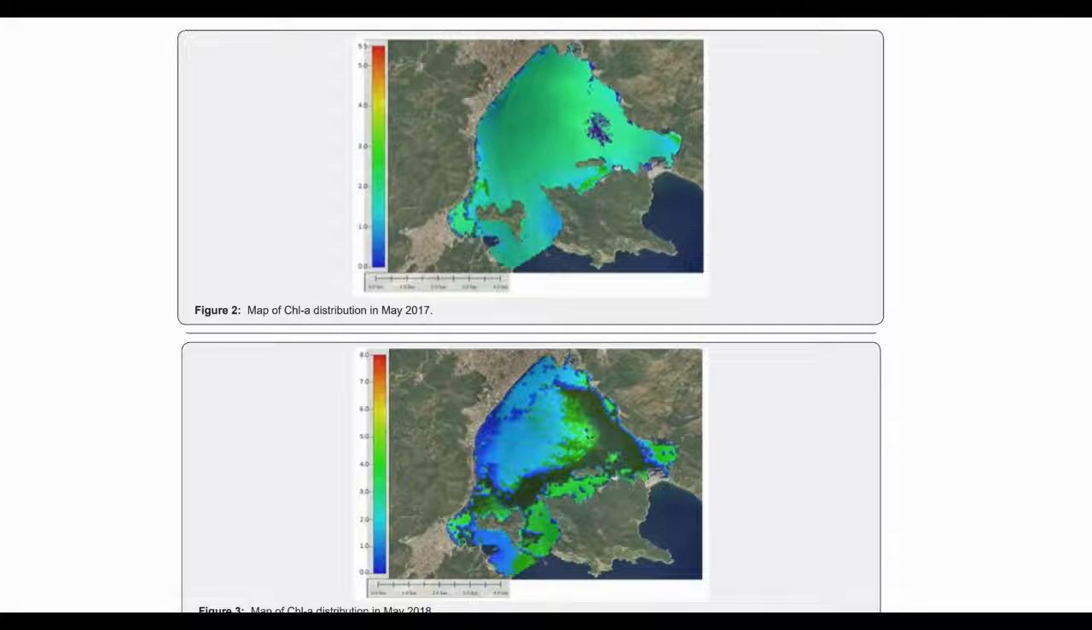The value of chlorophyll concentration in the study area, according to Sentinel-2A imagery processing, ranged in May 2017 between 0.01 to 5.5 micrograms per liter, and in May 2018 between 0.028 to 8 micrograms per liter. So that's it from me.